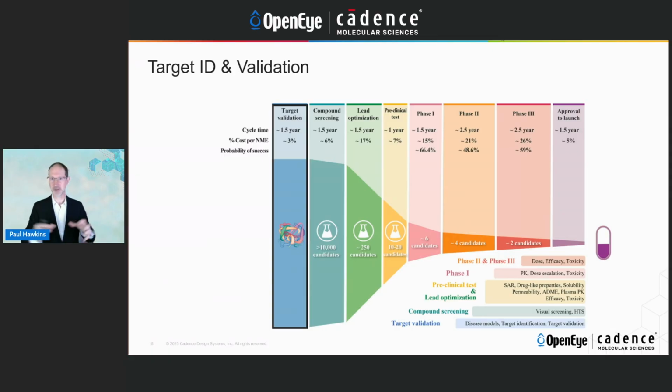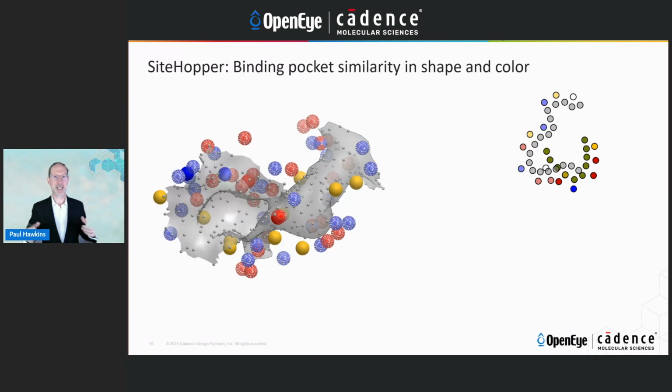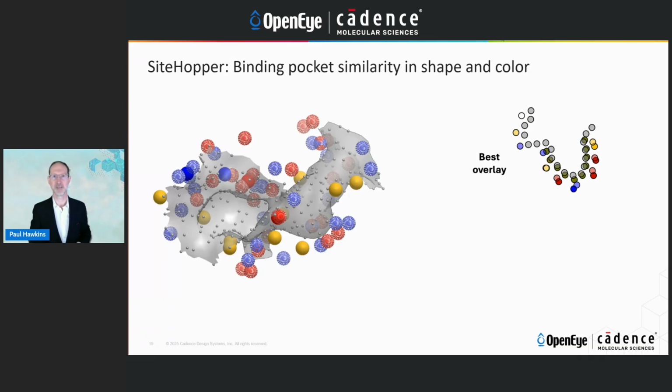So I'm going to start down the journey of drug discovery with target ID and target validation, finding protein binding targets, pockets that we'd like to work against. As I mentioned, we have the ability to represent protein pockets in shape and color. That's the foundation of our tool called SiteHopper. And that rigidly overlays and scores protein binding sites, as you can see in the cartoon. As you can also see in the cartoon, protein binding sites we fully expect to be different in volume, in shape, and in distribution of color features.